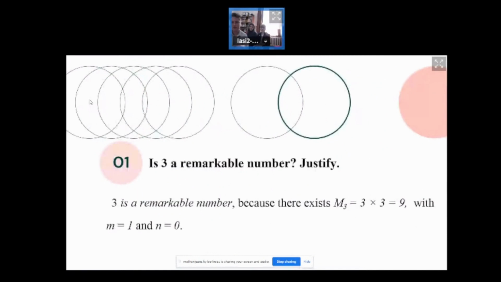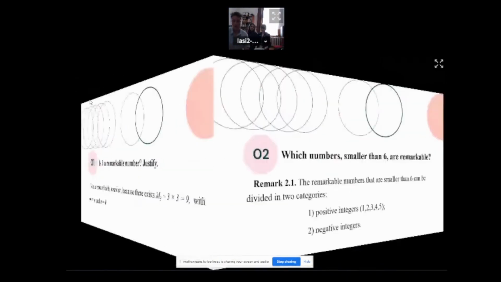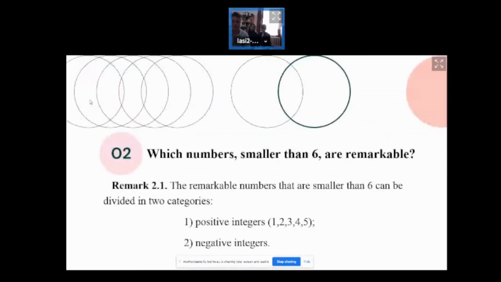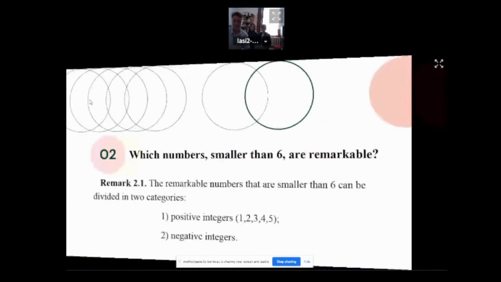The first question is: is 3 a remarkable number, and why? 3 is a remarkable number because there exists a multiple of 3: 3 times 3 equals 9, with m equal to 1 and n equal to 0. And which numbers smaller than 6 are remarkable? The remarkable numbers smaller than 6 can be divided into categories: positive integers 1, 2, 3, 4, and 5, and negative integers.